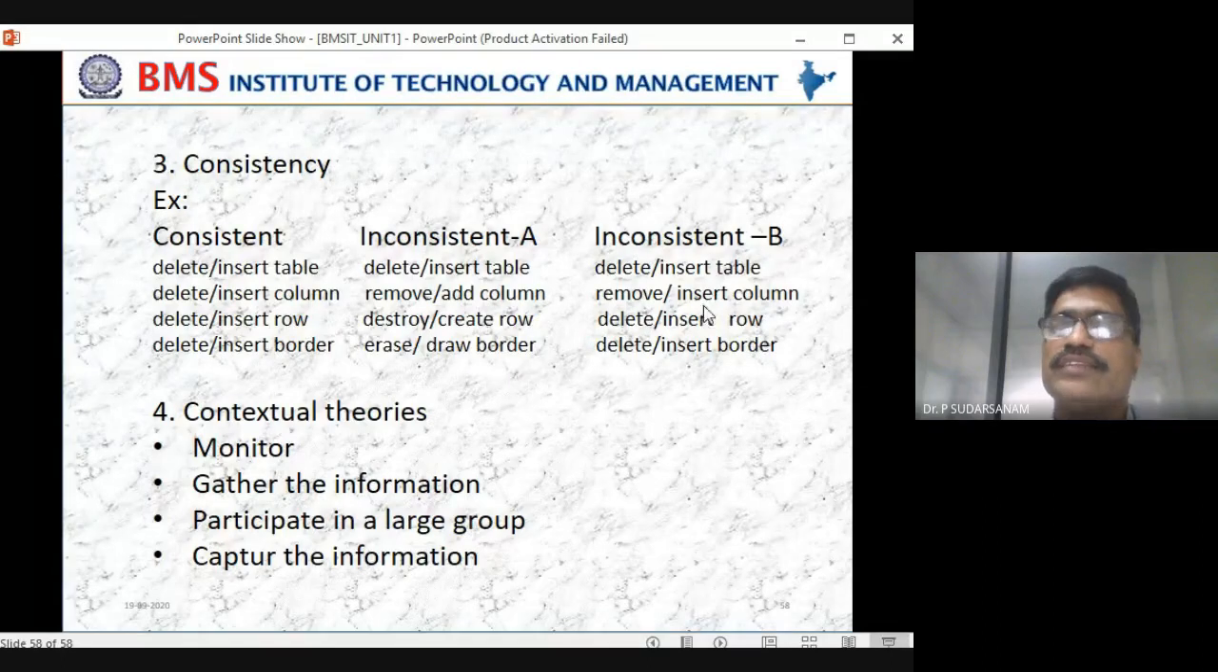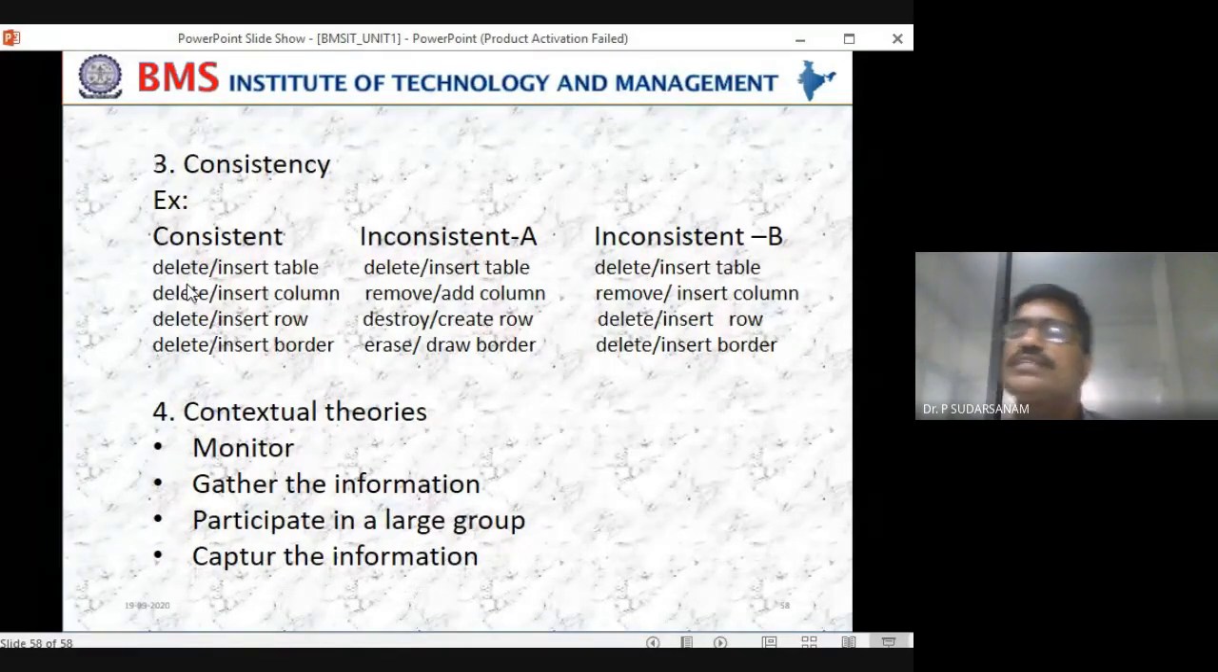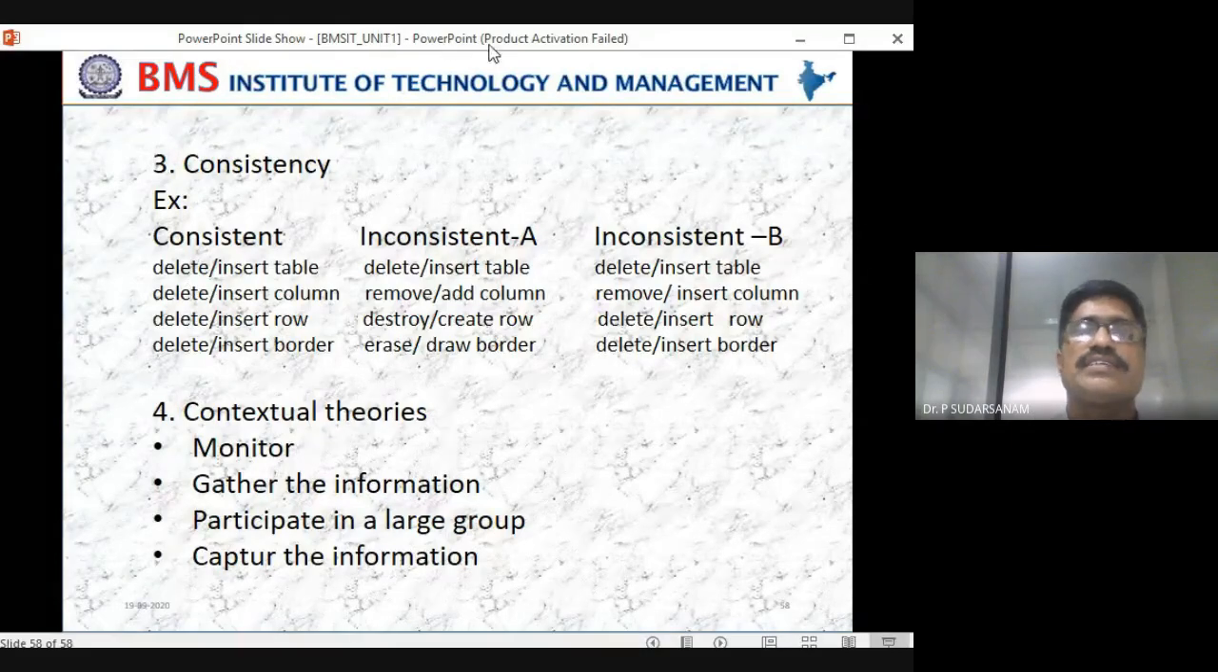In B, there is no consistency in the second one. So that is why they are called inconsistency of A and inconsistency of B. Here, why they are calling it consistency is that you should have the consistency levels. That's what I told you. One example is placement, where they have to give the consistency.